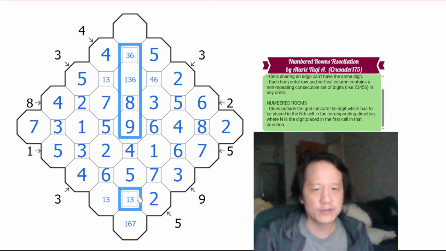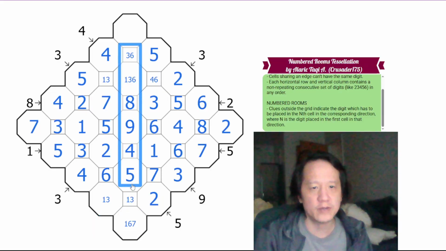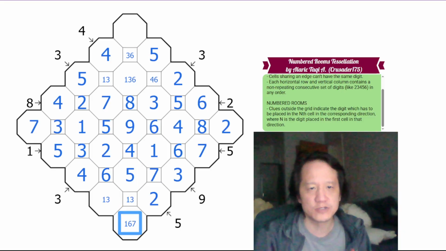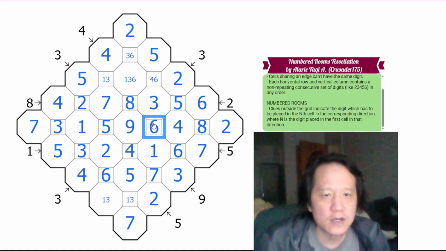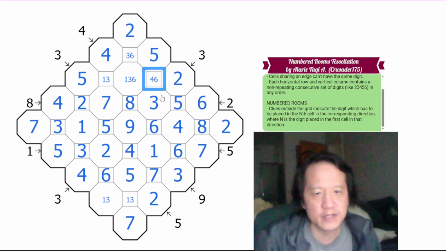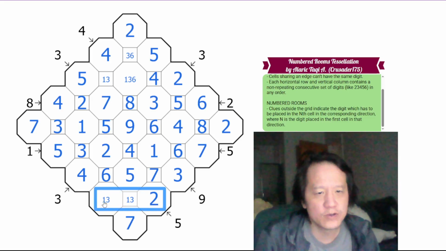We have a 1, 3, 6 triplet in column 5, which eliminates 1, 3, 6 in the rest of the column. Therefore, this can't be 1 or 6. This is 7. This is 2. This 6 eliminates 6 here, so it's 4. We have 1, 2, 3.